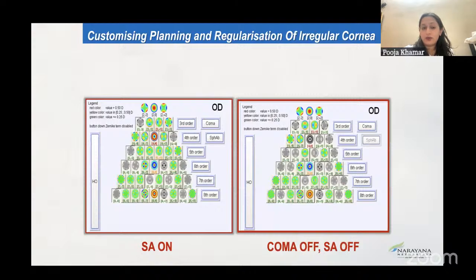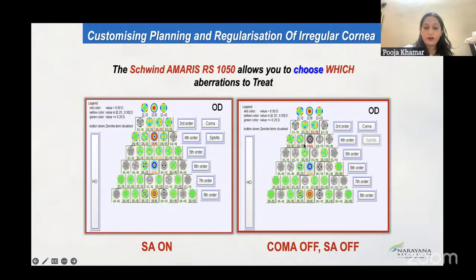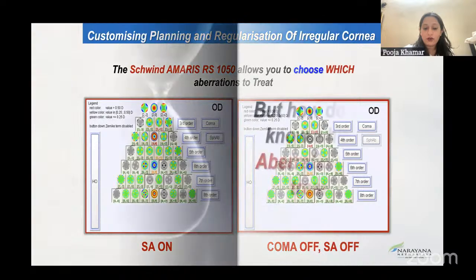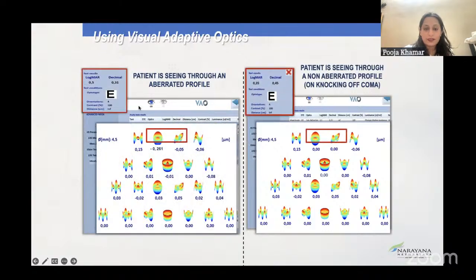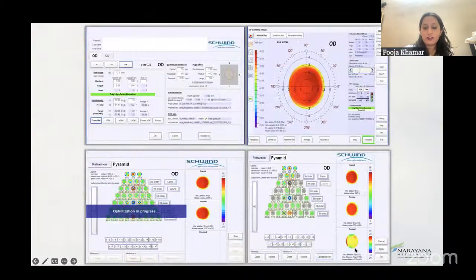So we did adaptive optics for the patient, and it told us what aberrations would be treated if we keep the SA on, or if we keep the coma and SA off. So we kept the SA on and coma off for this patient, and this is what happens. It tells us the quality of vision, the residual error, and everything about which aberrations you'll treat. So we kept the SA, coma, everything off, and this indicates improvement in the corneal regularization.